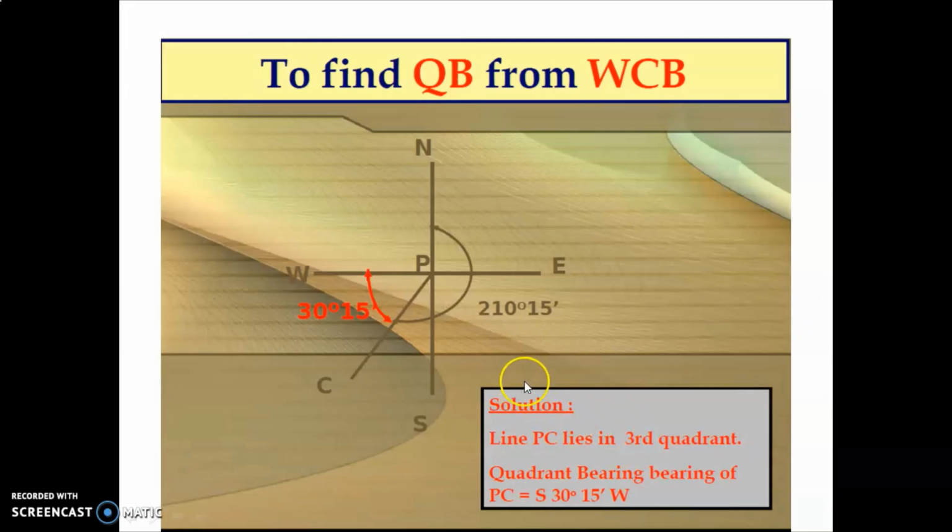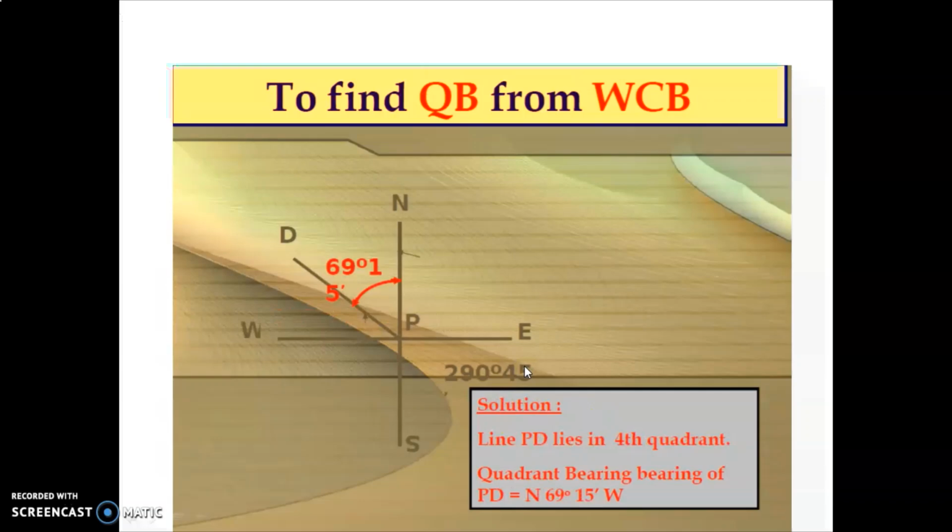Okay. Same way we will go for the fourth example. Here you have to calculate QB from WCB and the value is given as 290 degree 45 minute, which lies in the fourth quadrant. So what will be the answer? Line PD lies in the fourth quadrant. The quadrantal bearing of this line PD will be north 69 degree 15 minute west.